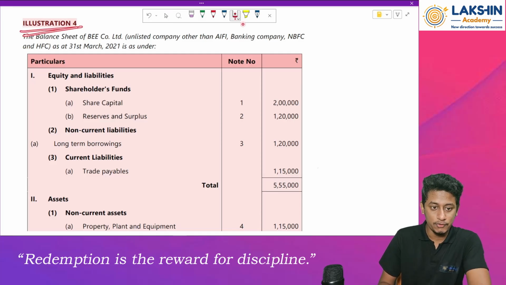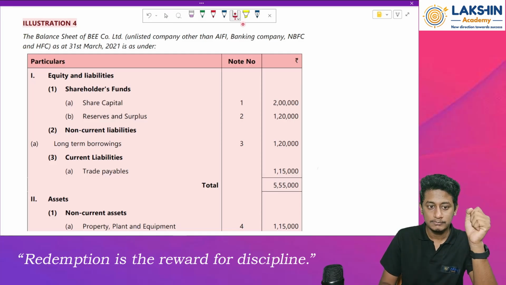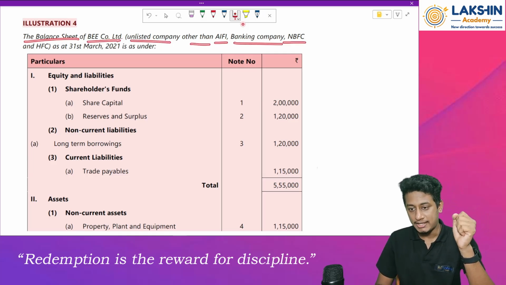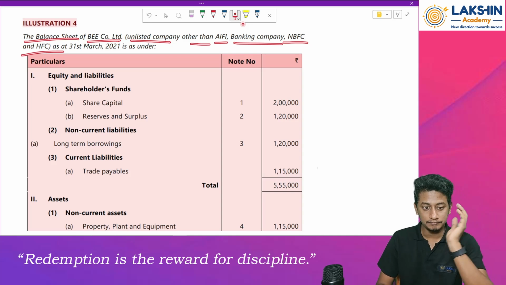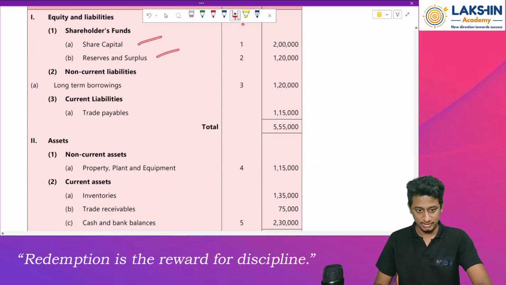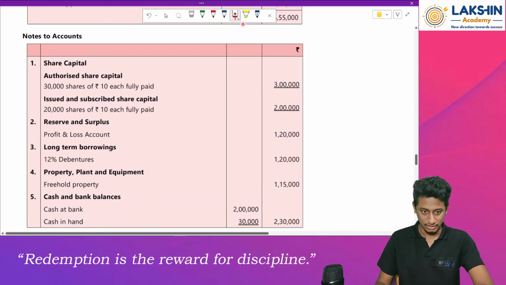That is illustration number 4. The balance sheet of BEE Co Limited, unlisted company other than AIFI, banking company, NBFC and HFC, as of 31st March 2021 is given to you. Okay. So shareholders fund, reserves and surplus, long-term borrowings. Okay, let's look at the notes.